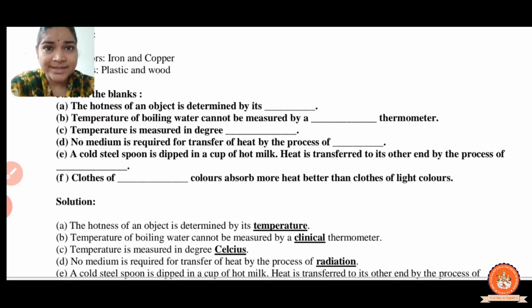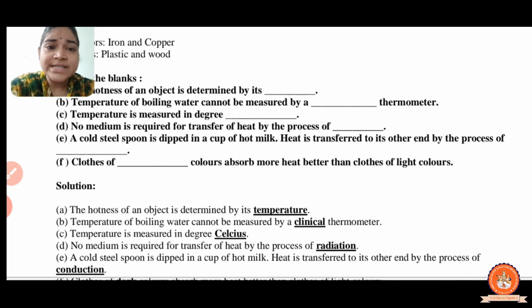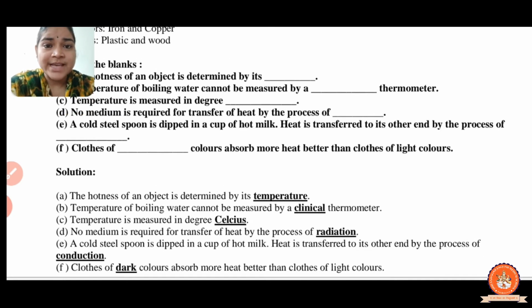Cannot be measured. So through the clinical thermometer we cannot measure the boiling water temperature, right? So the answer is clinical thermometer. Now question number 3: temperature is measured in degree Celsius. And what is the SI unit of temperature? That is Kelvin, right?